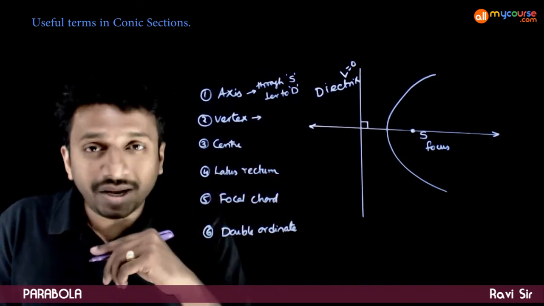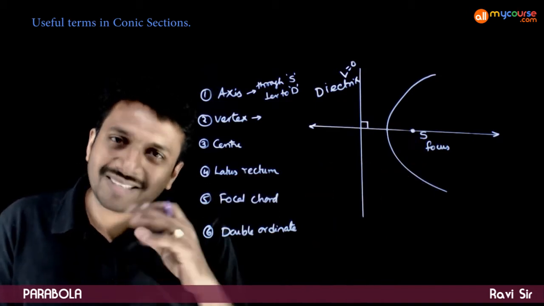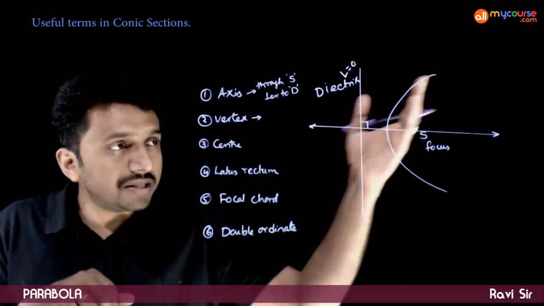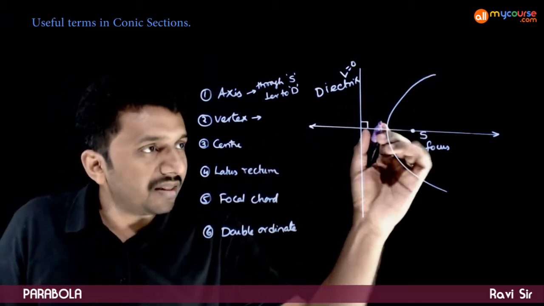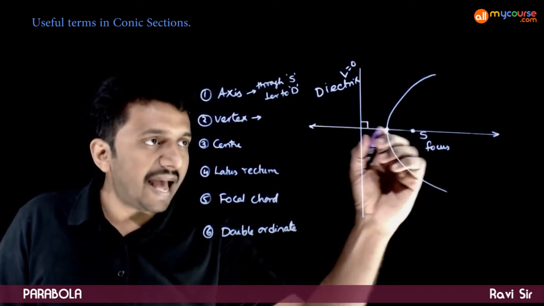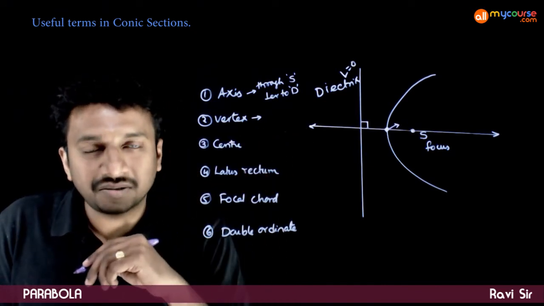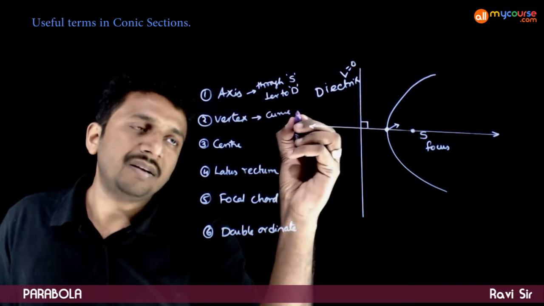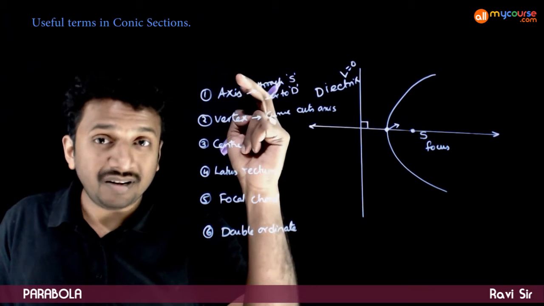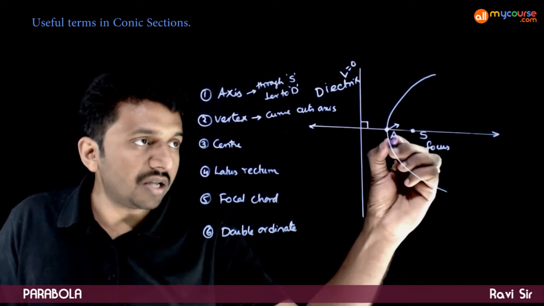Next, what is the vertex of the conic section? Once you draw the conic, you get some curve. Depending on the eccentricity, you get different types of curves. But once you get the curve, the point where the curve cuts the axis is called the vertex of the conic section. So wherever the curve cuts the axis is called the vertex.